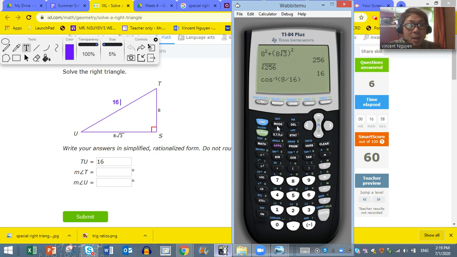Oh, by the way, you've got to make sure you're working in degree mode. Move over to degree, enter. So go to mode, go to degree, and select that. And then second, quit to get out. And now you can hit enter.